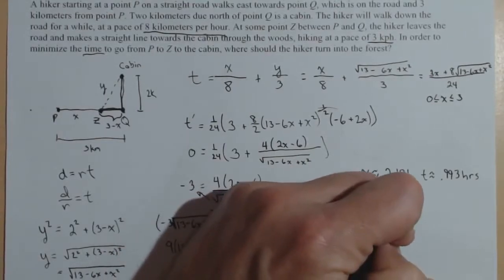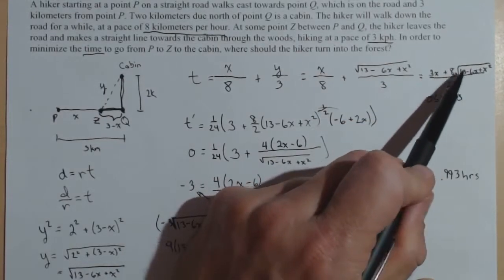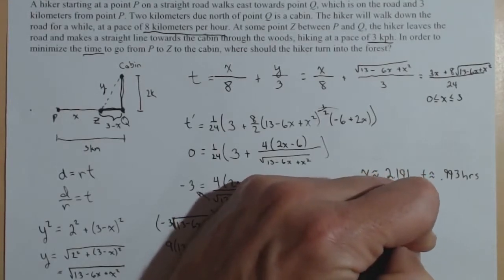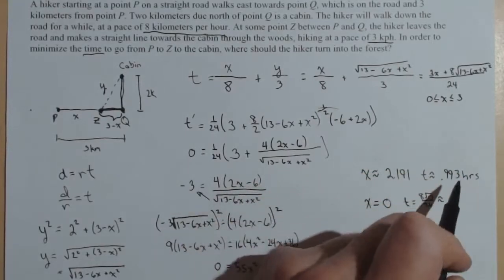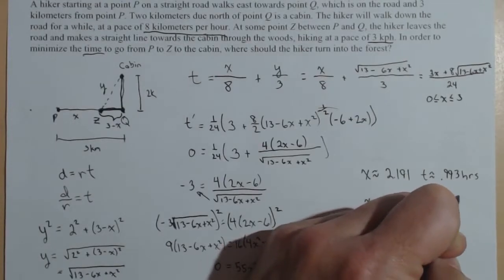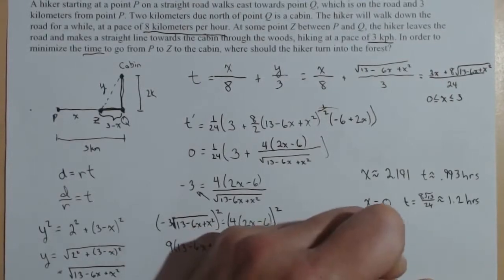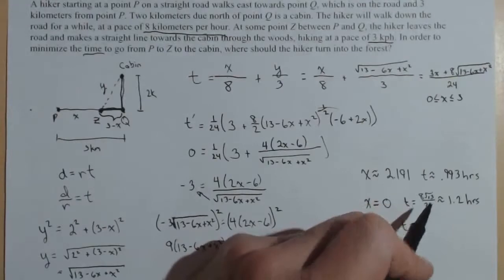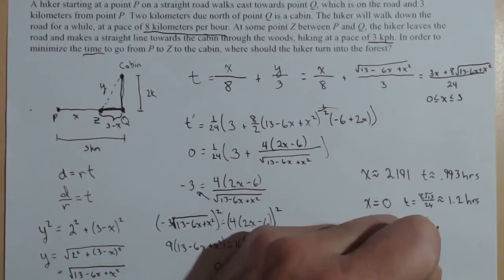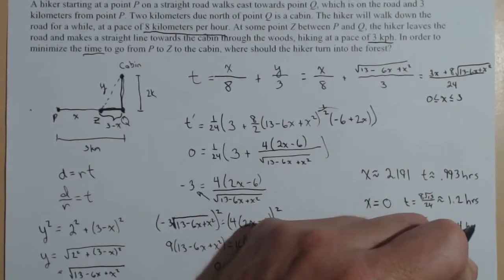X equals 0 gives a t of, if we plug 0 in here, everything zeroes out except for the rad 13. So 8 rad 13 over 24. It might be easier to compare if we have a decimal. The decimal approximation of this is about 1.2 hours. And we have to check our other endpoint, x equals 3. The exact value at x equals 3 is 25/24, which as a decimal, just going to 2 decimal places, is enough to compare at 1.04 hours.